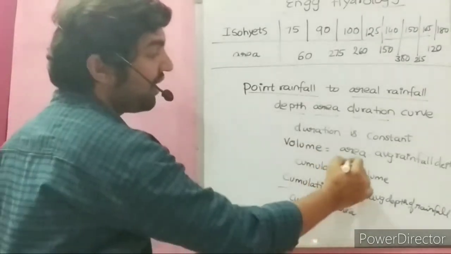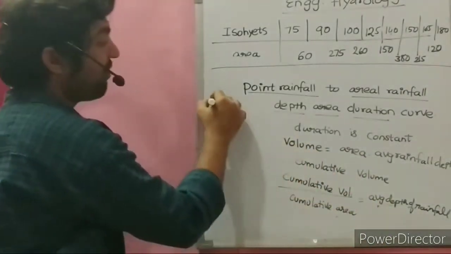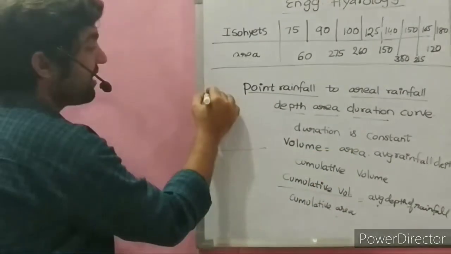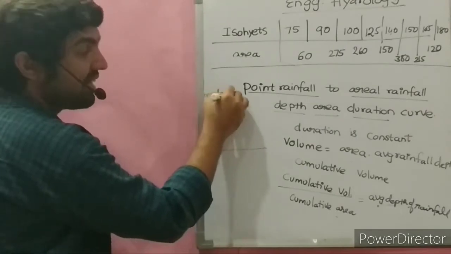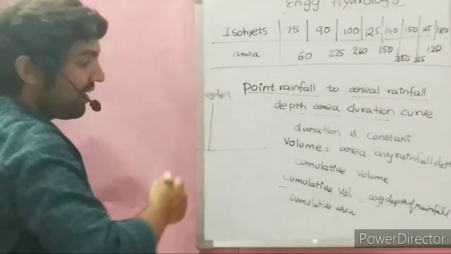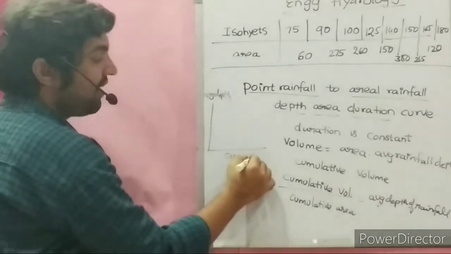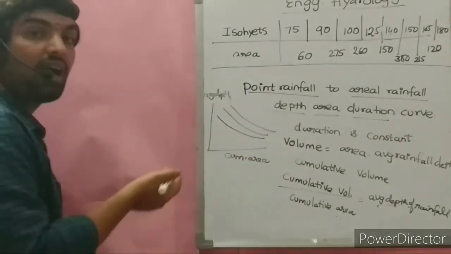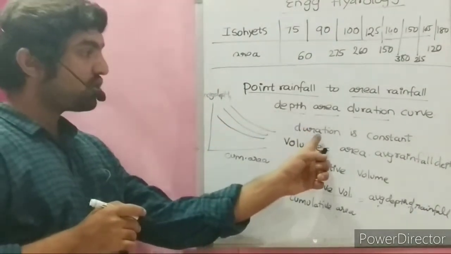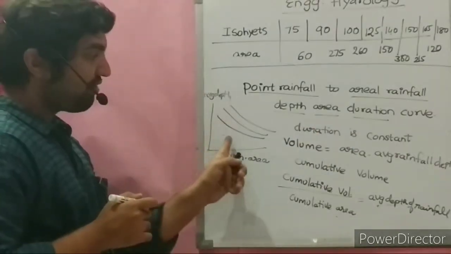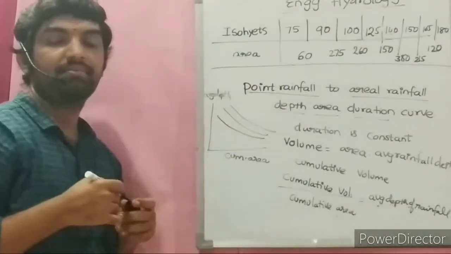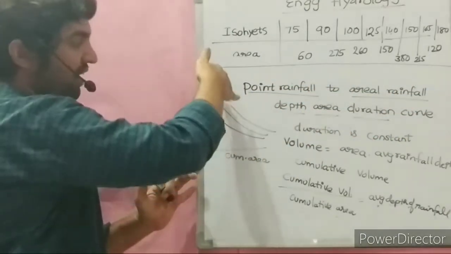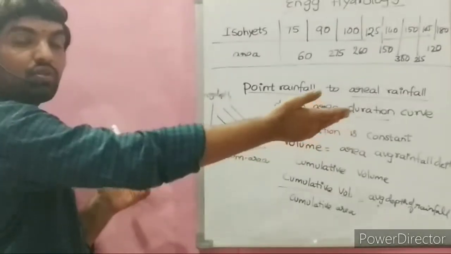Now plot the cumulative area and the average depth of rainfall on a graph sheet. As the average depth of the basin continuously changes, it is taken on the y-axis, and cumulative area is taken on the x-axis. The graph will look like this. Also it is true practically: for a constant duration, the average depth of rainfall decreases with increase in area. For a large area, the average depth of rainfall gradually decreases, with the duration constant.